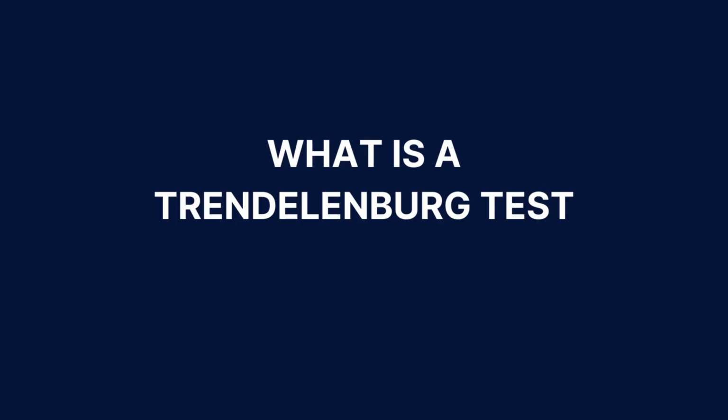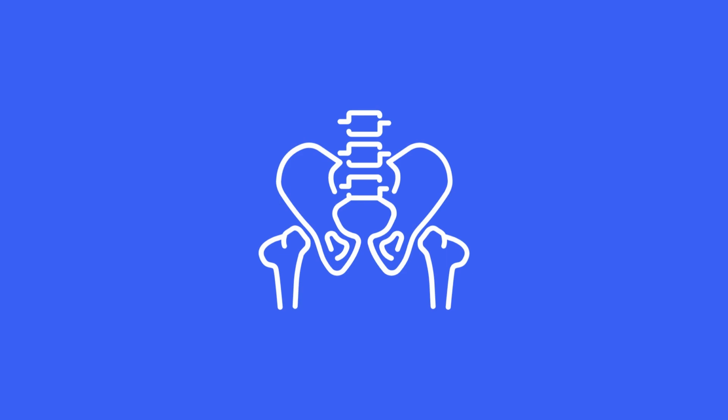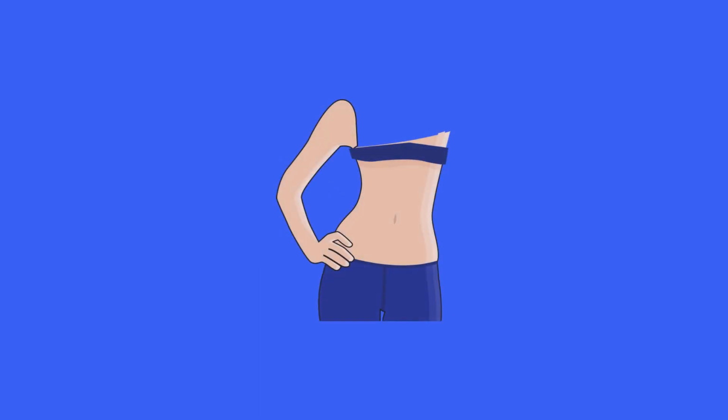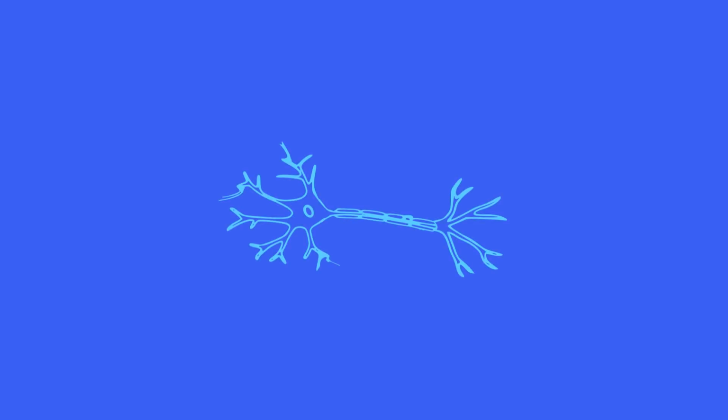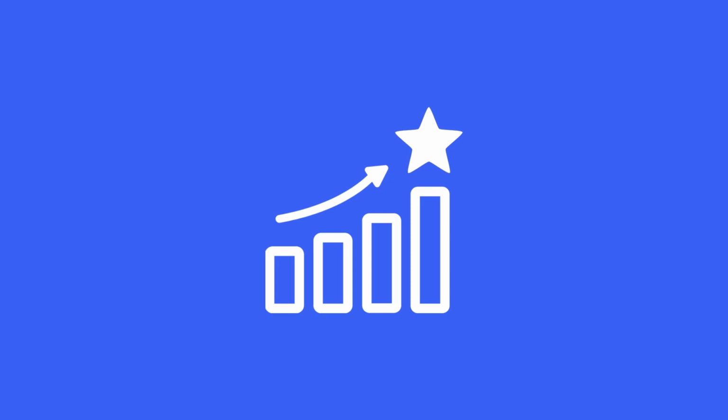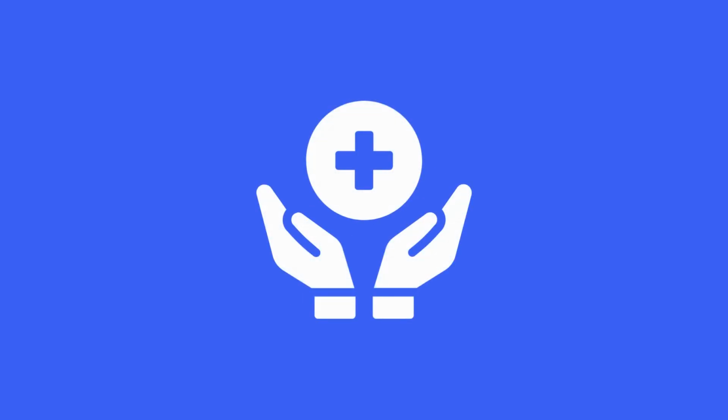So what is a Trendelenburg test? The Trendelenburg test is used to assess the strength of the hip abductor muscles and the integrity of the superior gluteal nerve. By evaluating the position of the pelvis during a unilateral stance, this test can identify weaknesses of the hip abductor muscles. Healthcare professionals can detect any nerve dysfunctions, establish a baseline, monitor progress, and incorporate effective treatment plans.